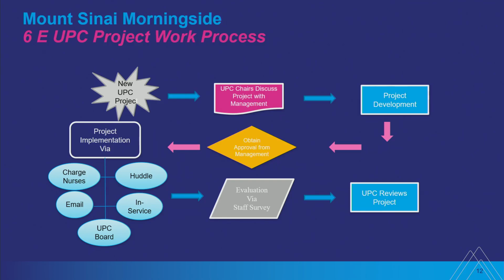And this is our roadmap for our project work process. When there is a new UPC project idea, this is discussed with our manager and leadership by the co-chairs to see if the project is in line with our unit's focus and if it's feasible. Then this gets taken back for development. Once the project is fully developed, it goes back to management for final approval. And once we get the green light, the projects are implemented through various channels such as in-services, sending out emails, daily huddles by our charge nurses, and the information getting posted on our UPC board.